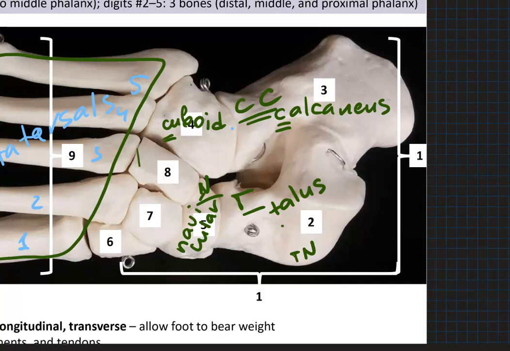Finally, you have these 3 wedge-shaped bones. When something is wedge-shaped, anatomists use the term cuneiform, okay? And these cuneiform bones are medial, lateral, and intermediate.